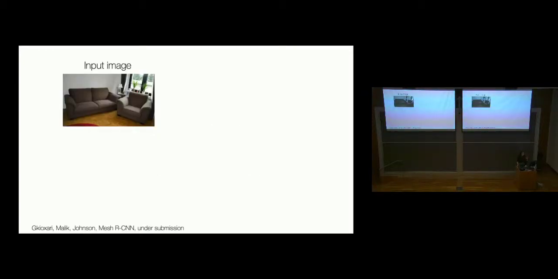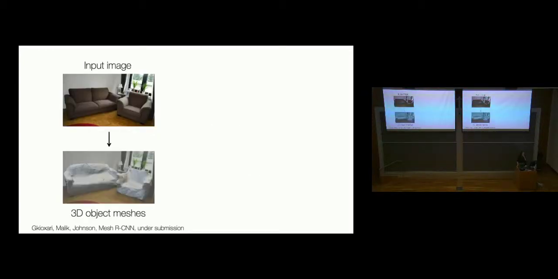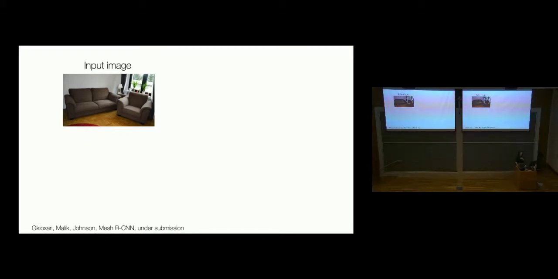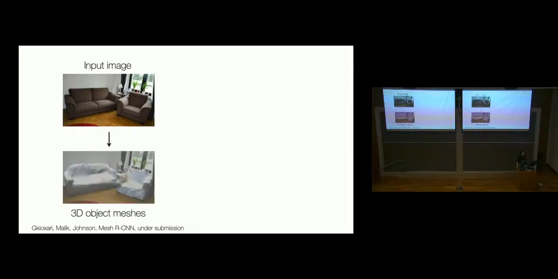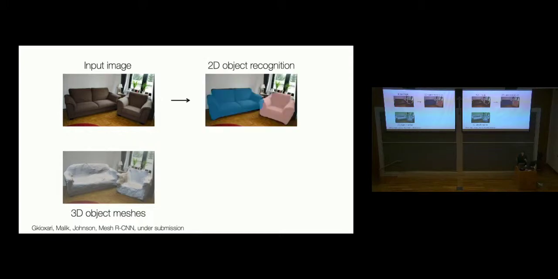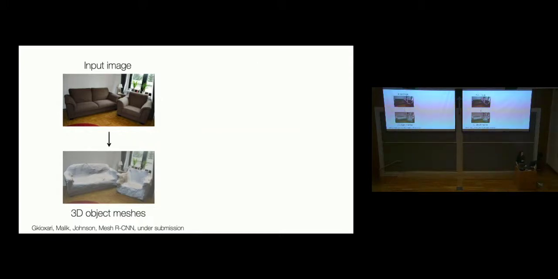I'm going to talk about one of our papers. This is with Jitendra Malik and Justin Johnson, called Mesh RCNN. I know we're not branching out in our titles, but it was a good fit. In our work, we want to take an input image and predict the shapes of all the objects in the image, in the form of a triangle mesh.